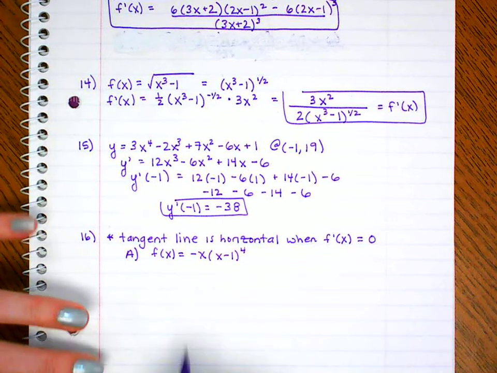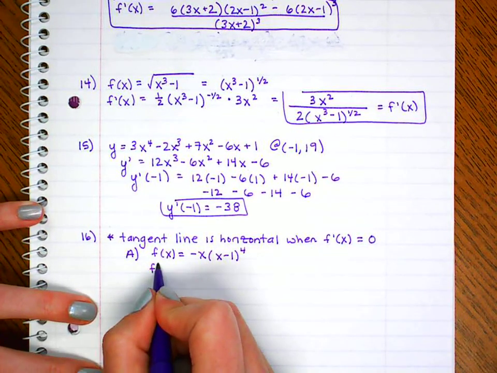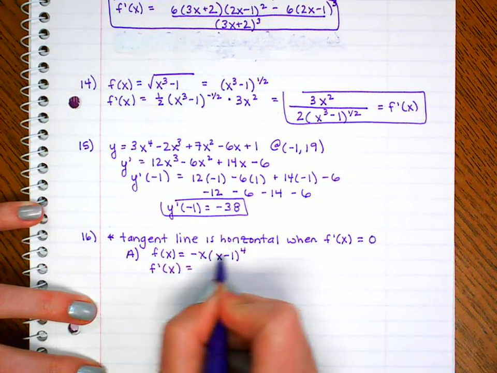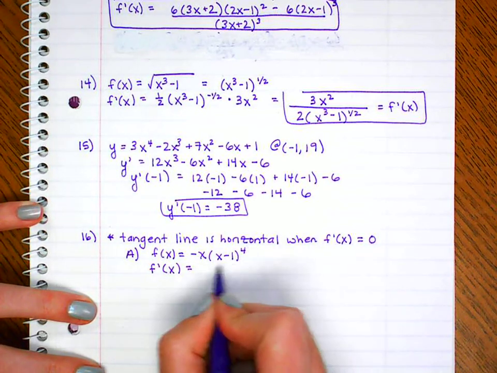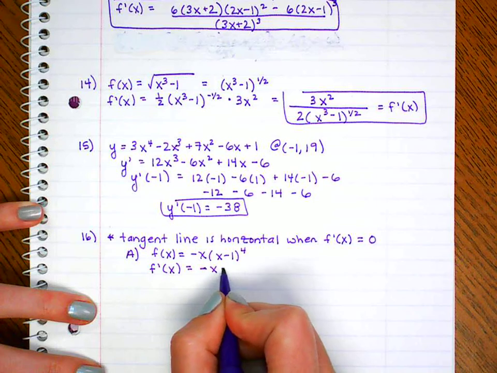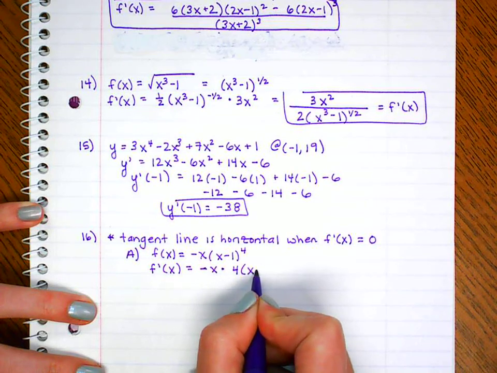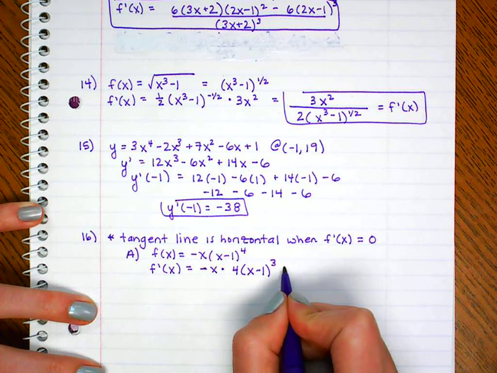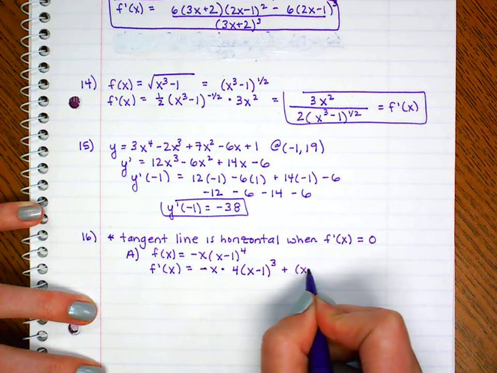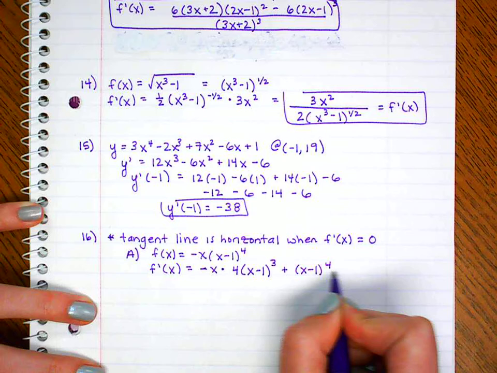So first I need to find the derivative function of this. So this is going to be product rule because I'm multiplying negative x by this function here. So I'm going to take first times the derivative of the second. Well, the second part is going to be a chain rule. The inside is x minus 1, the derivative, that's 1, so I'm good. Plus the second times the derivative of the first.